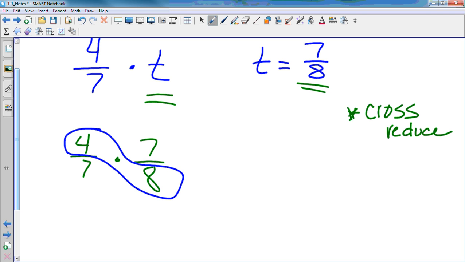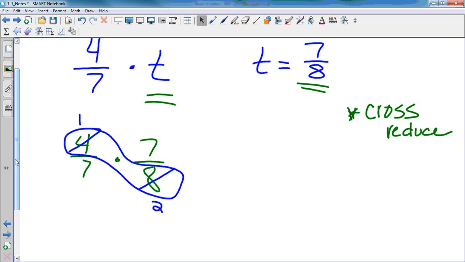So let's reduce 4 and 8. Let's divide 4 by 4. What's 4 divided by 4? And 8 divided by 4? 2. So I'm cross-reducing before I multiply straight across. I would recommend it because they get a little more difficult. Get used to it. You don't have to, but then you have to reduce at the end.